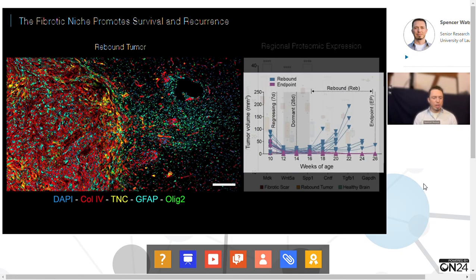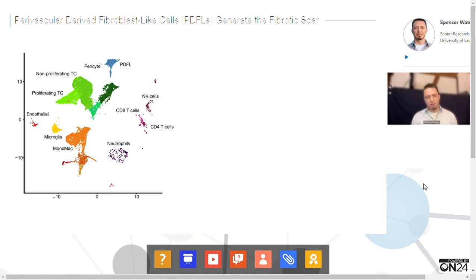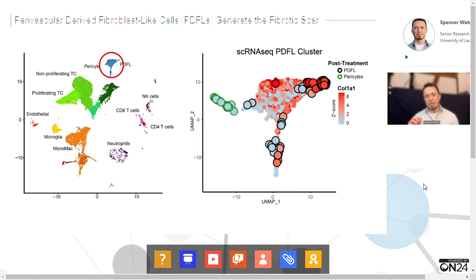Okay, so we next wanted to identify, focusing now on the fibrotic part of the scar, what are the cell types that are most key and responsible for creating the fibrotic part of the niche? And we focused in on this group of cells that were transcriptionally similar to pericytes, but we are just calling perivascular-derived fibroblast-like cells. One cluster of these in particular, this one here on the right, had the highest expression of any of the cells in the data for collagen 1, fibronectin, all of the ECM proteins, and they were very uniquely associated with post-treatment samples. So we really didn't see this cellular phenotype in the untreated context.